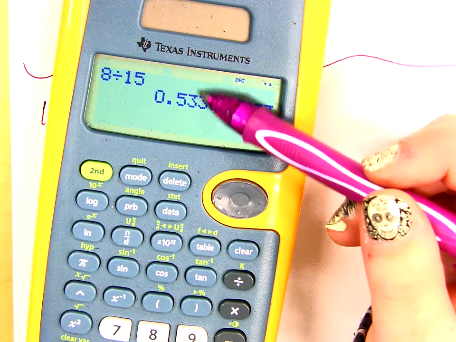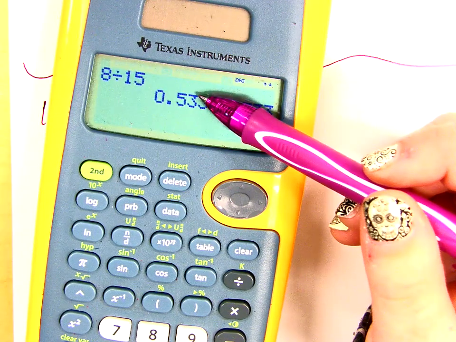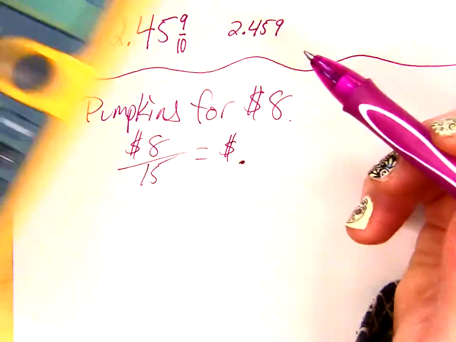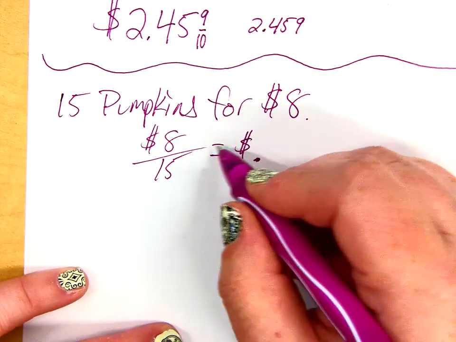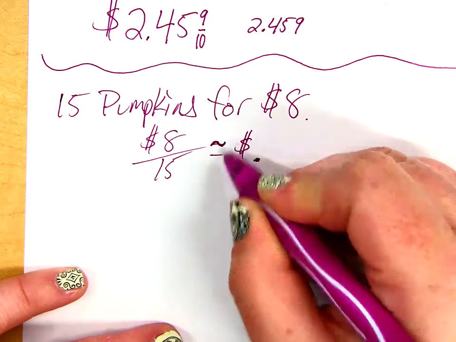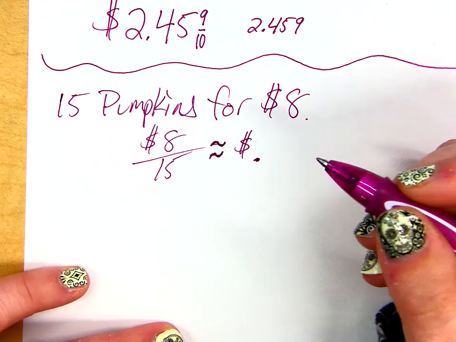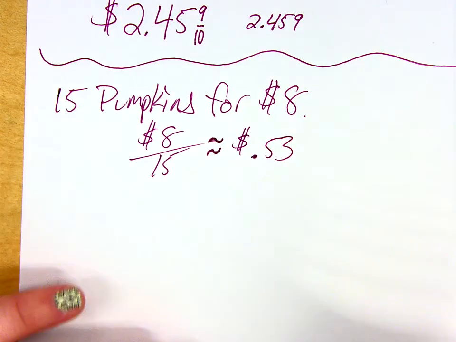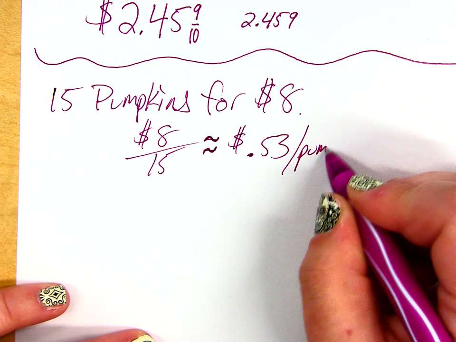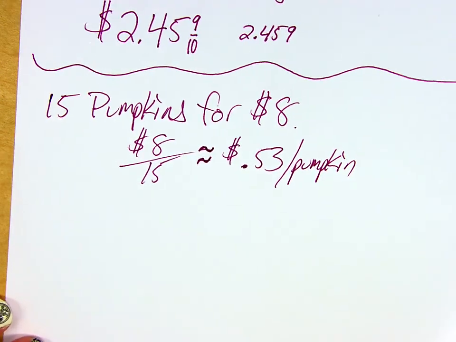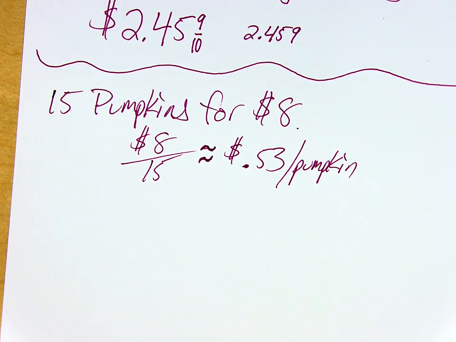When we're talking about money, for the most part, we're just going to round to dollars and cents. So, 53 cents. And actually, do you guys know that when you round, you're supposed to change the equal sign to a squiggle? Because now you're estimating, really. So, about 53 cents per pumpkin. That's a great deal, because normally they're like $4 and up a pumpkin. You can't even get those mini pumpkins for that price sometimes. You can't even get them over like $2. So that would be a great deal.